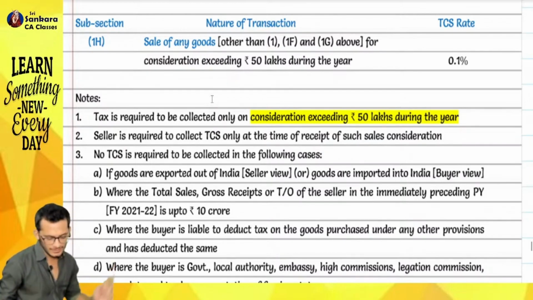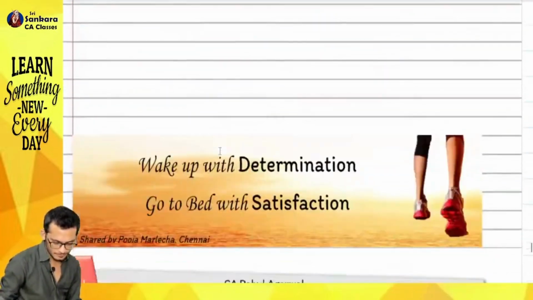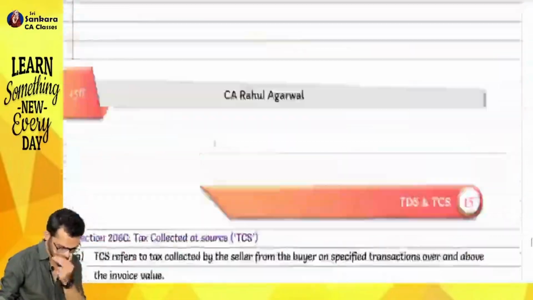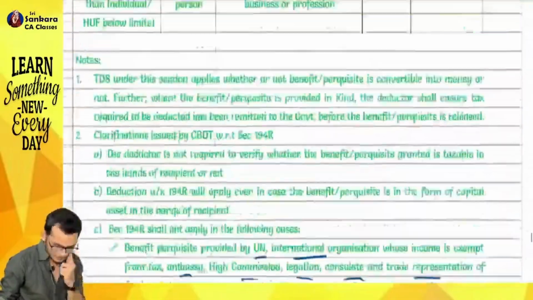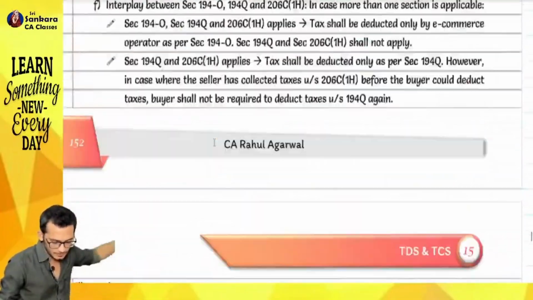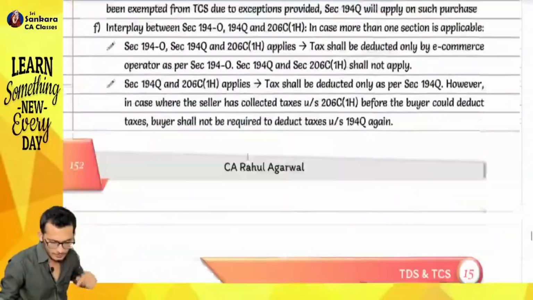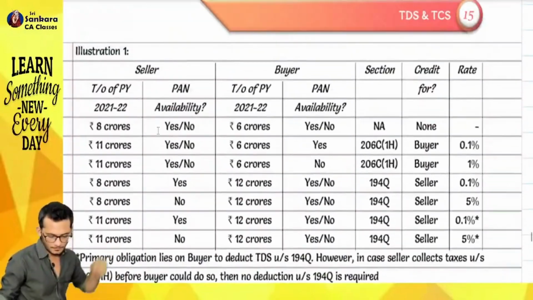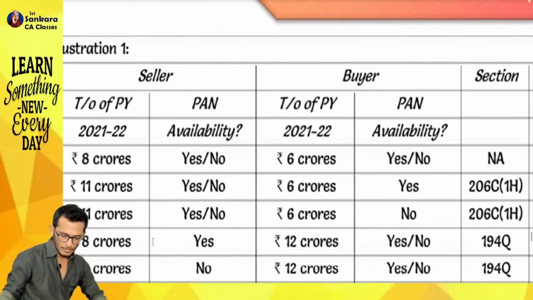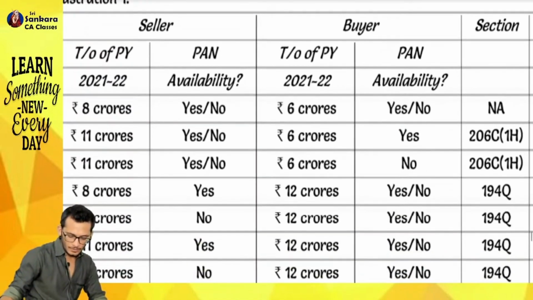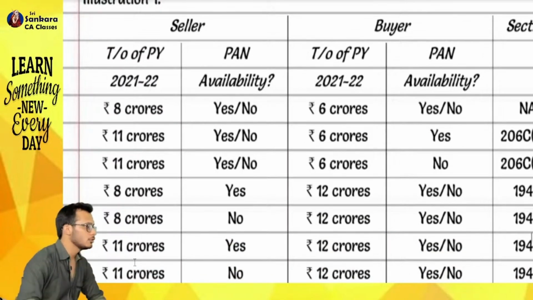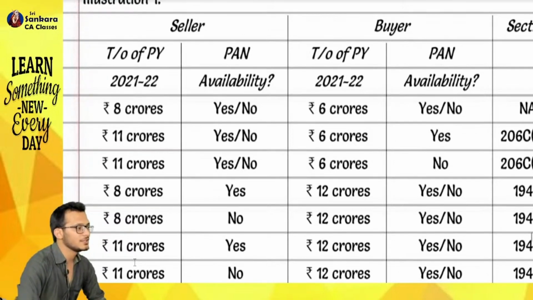Understood? Let's do an example. See this question. You have both buyer and seller. You need to tell me which section is applicable.